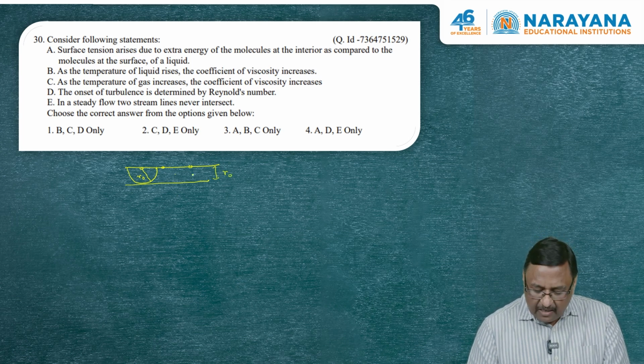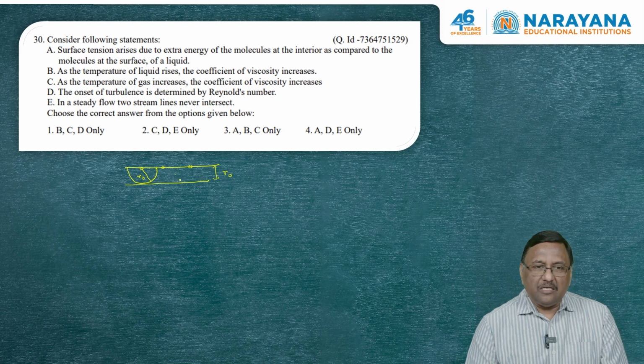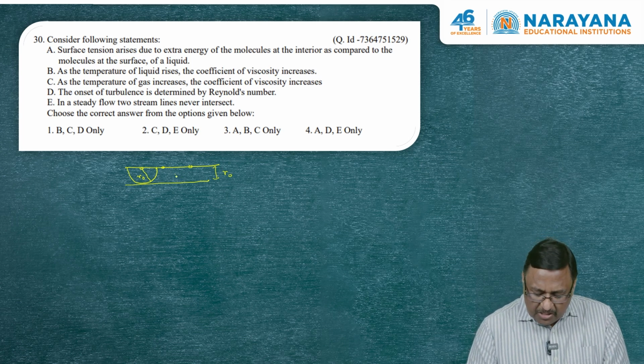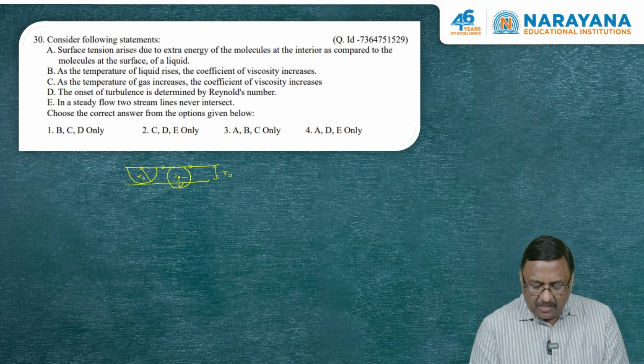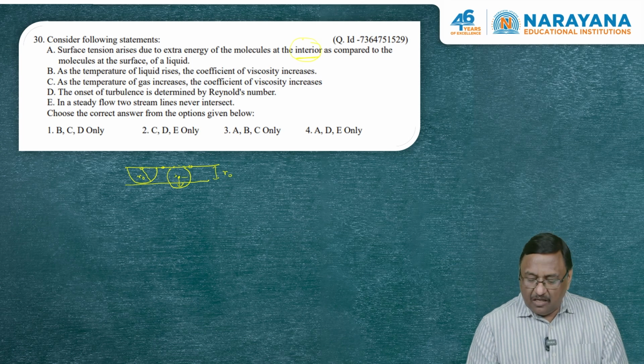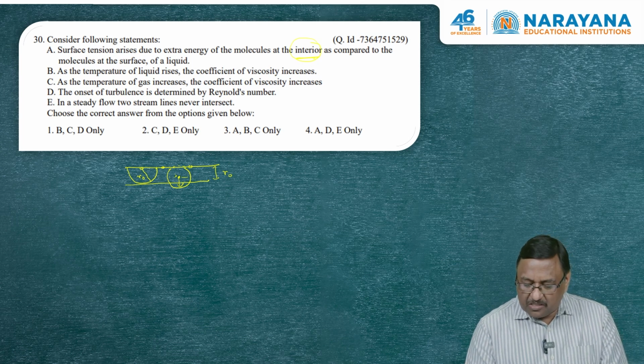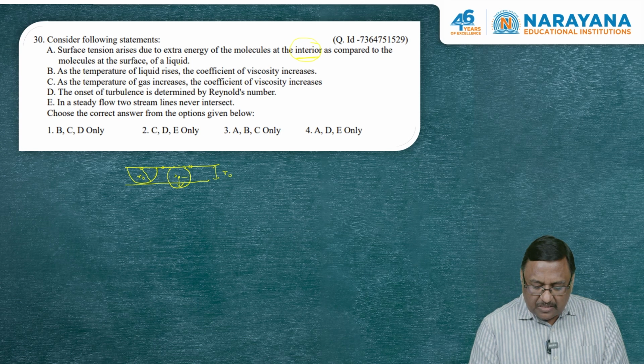So that means definitely the energy is going to be more here. As option A is saying, the molecule here will definitely experience more force in this manner, because this part is going outside. This is going to be pulled somewhat in the upward direction, and this is going to get more force in the downward direction. What I am trying to explain is that in statement 1, surface tension arises due to extra energy of the molecules at the interior. This word interior is wrong here. If it were exterior, it would be okay, as compared to the molecules at the surface of the liquid.